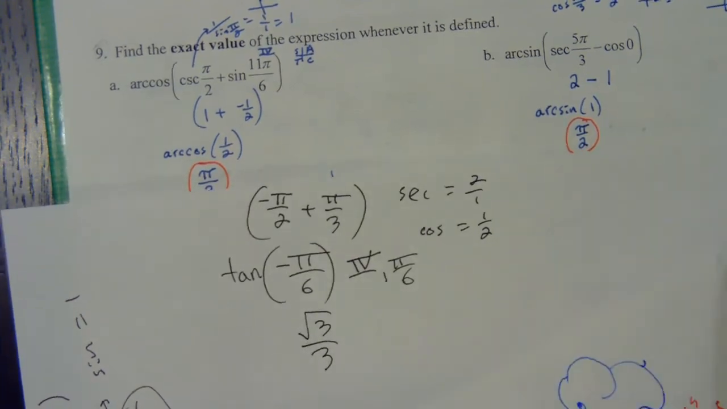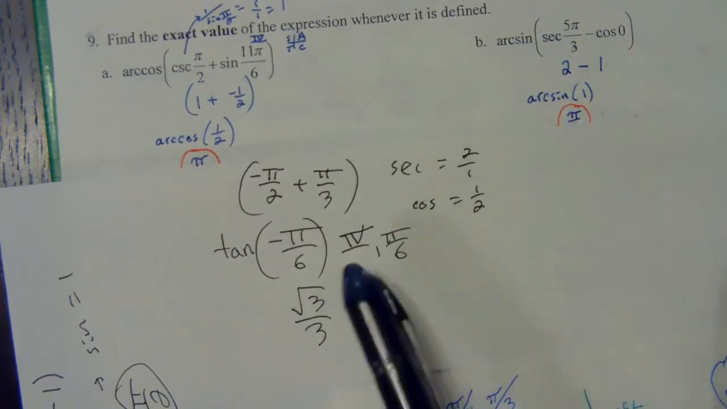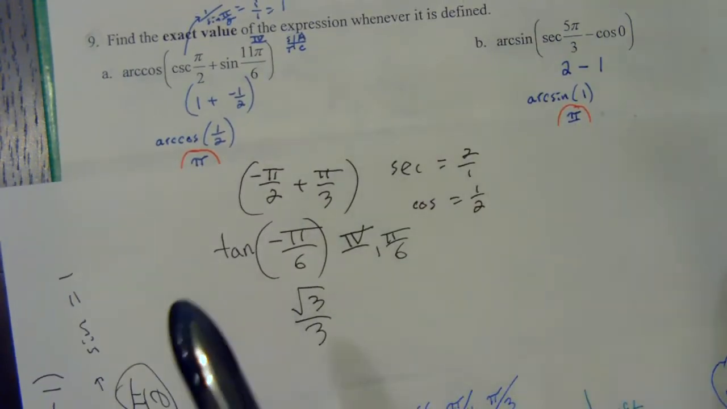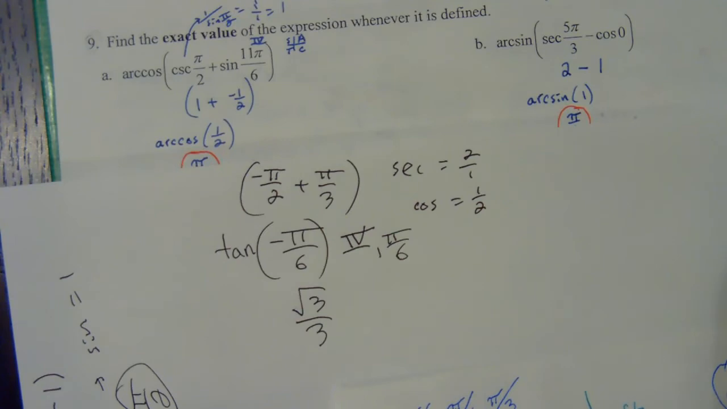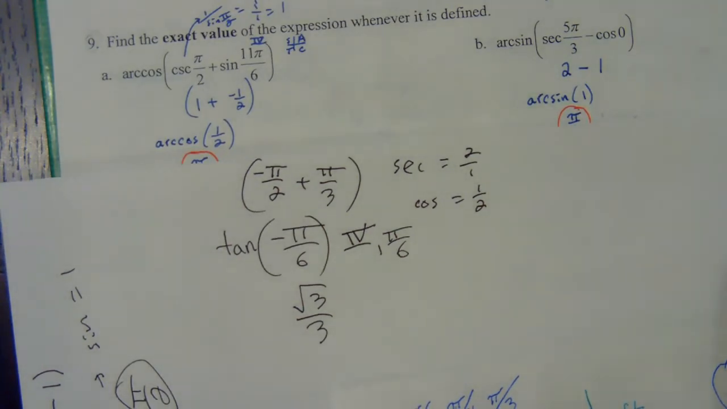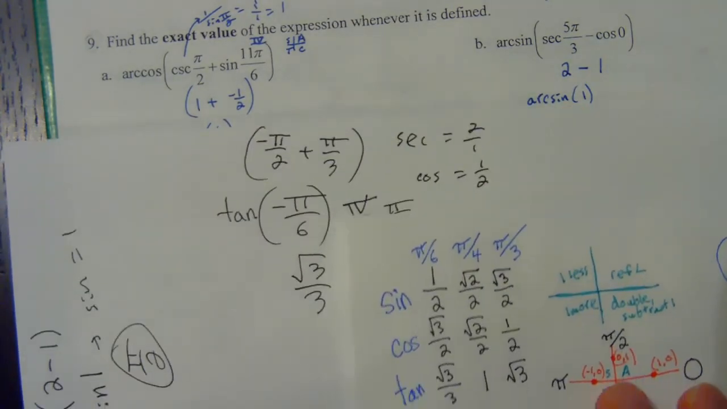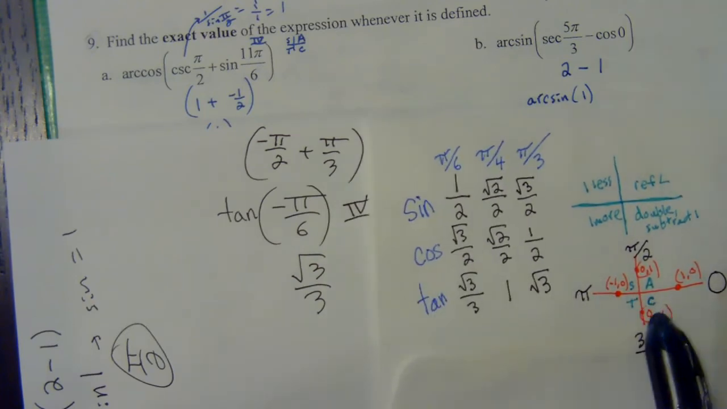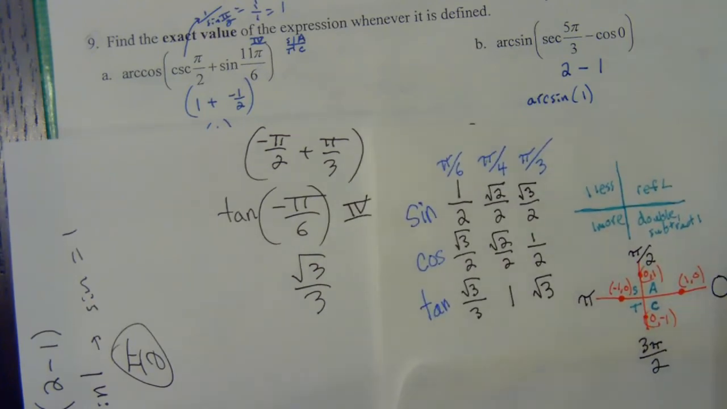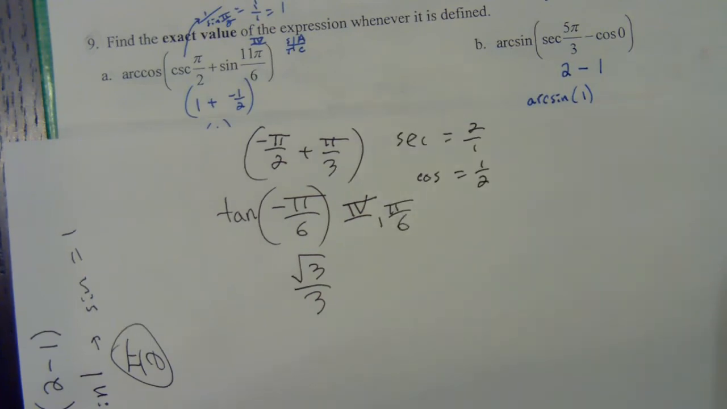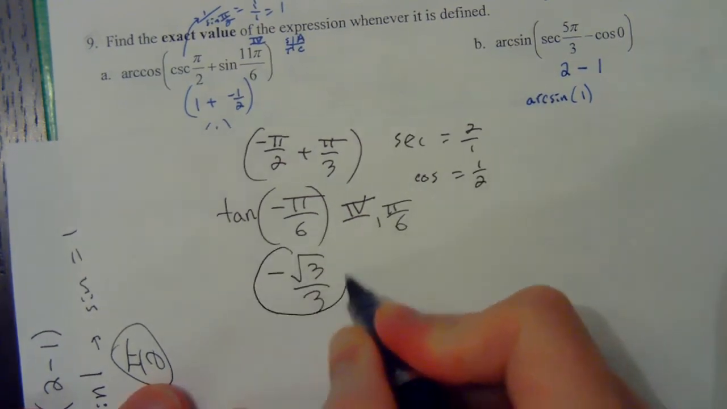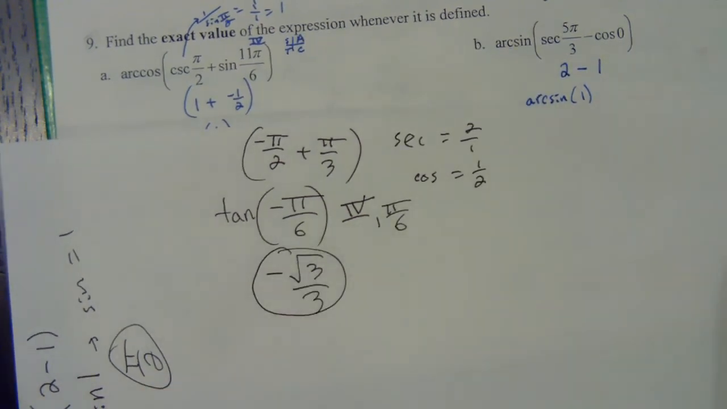But then you just got to use your All Students Take Calculus chart. We said we're in quadrant 4. And so you're doing any normal trig functions, sine, cosine, tangent, or cosecant, secant, cotangent. You've got to use your All Students Take Calculus right there. So cosine is positive in quadrant 4, secant is positive in quadrant 4. Everything else, including the tangent, is going to be negative in that fourth quadrant there.